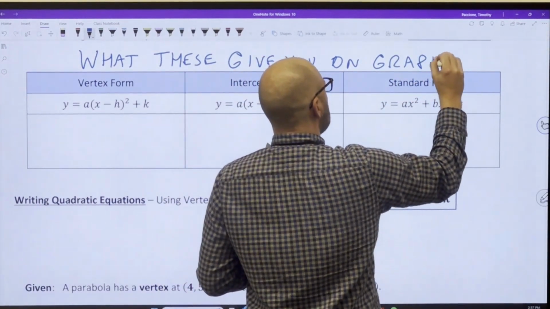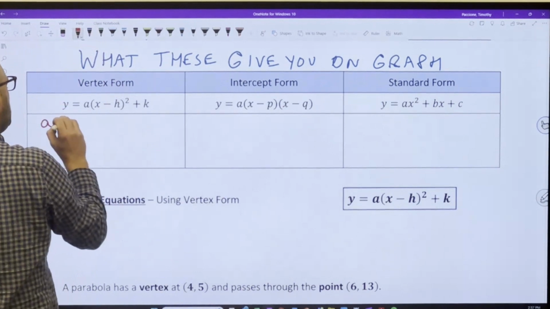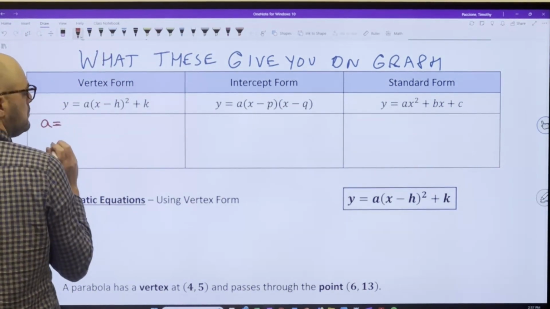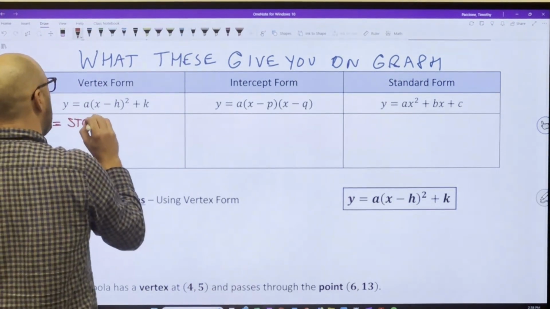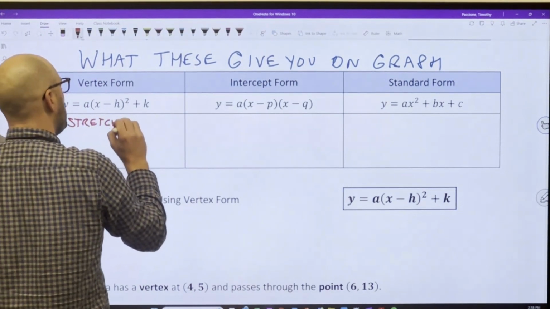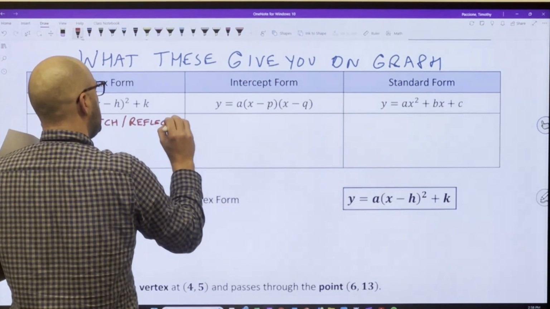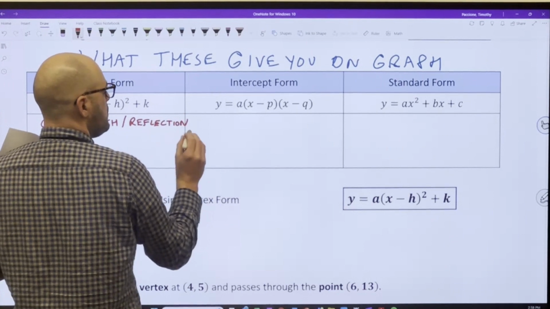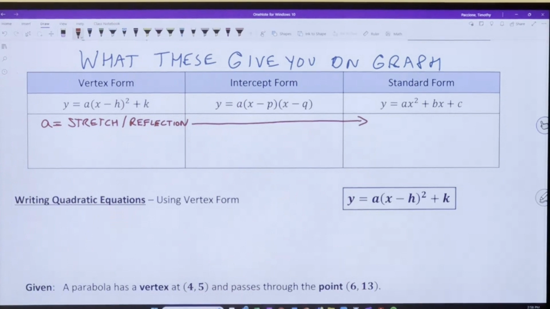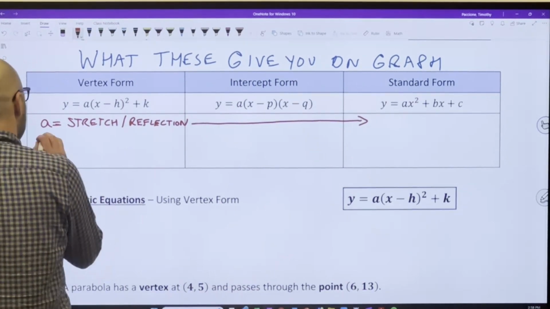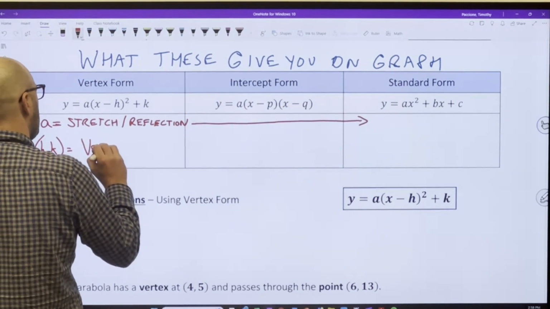Okay? So, in vertex form, what does my A give me? What's your A give you on stretch, shrink, and your reflection? Is that true for all forms? Yes, that's all the way across, right? Stretch and reflection for all of these. A gives you that. What is my HK? That's my vertex.